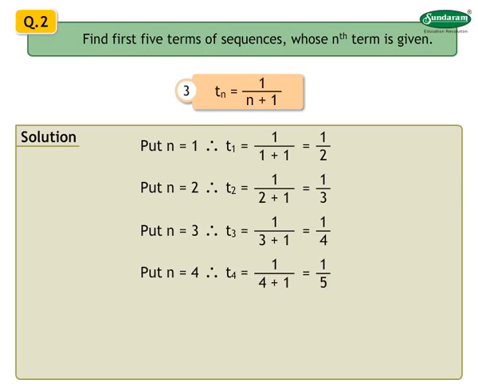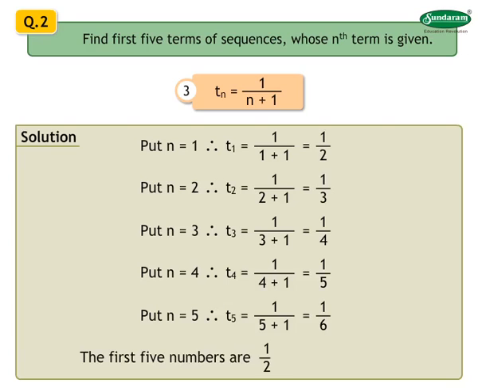Put n = 4. Therefore, T4 = 1/(4 + 1) = 1/5. Now, put n = 5. Therefore, T5 = 1/(5 + 1) = 1/6. The first 5 numbers are 1/2, 1/3, 1/4, 1/5 and 1/6.